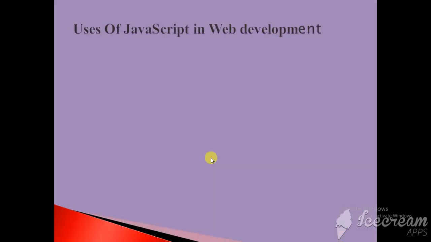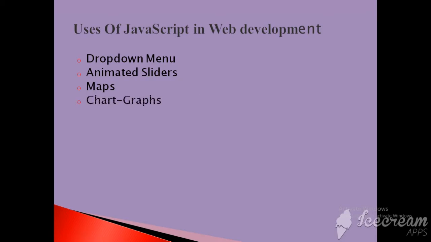Next, uses of JavaScript in web development. What are the uses? You can have a drop down menu. If you want a drop down menu, animated sliders you can have. Now let me show you this PPT which you have done. This is a slider, animated it is. You can have tabs. You can put a map on it. You can put graphs or charts also.